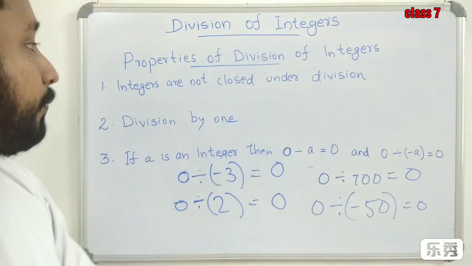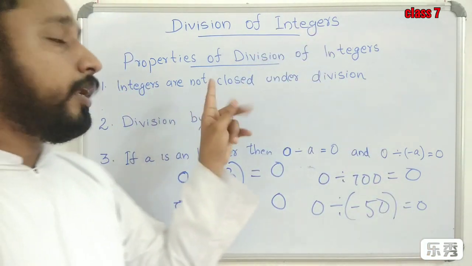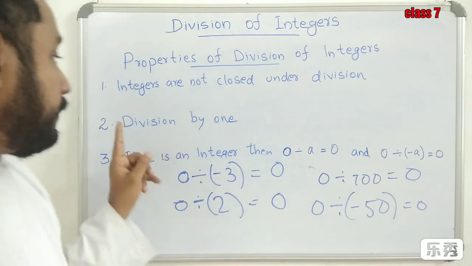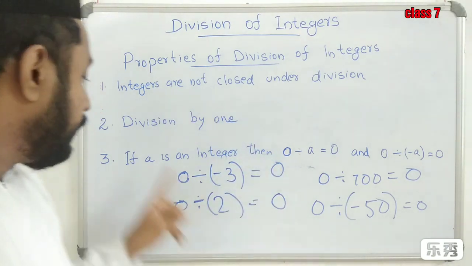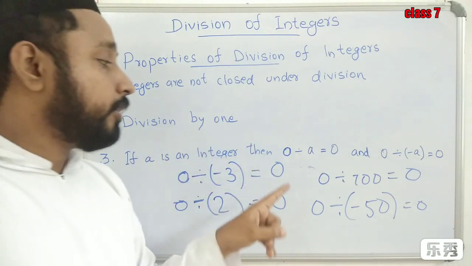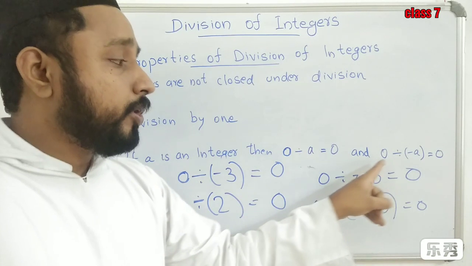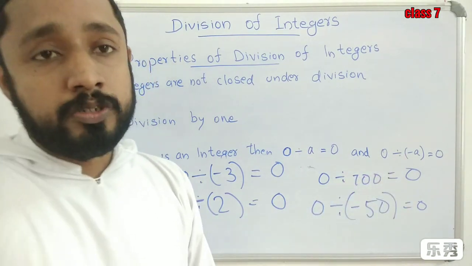So we have studied three properties. First property, integers are not closed under division. The next one, division by 1: an integer divided by 1 gives the same integer. Then if a is an integer, then 0 divided by a is equal to 0 and 0 divided by minus a is equal to 0.